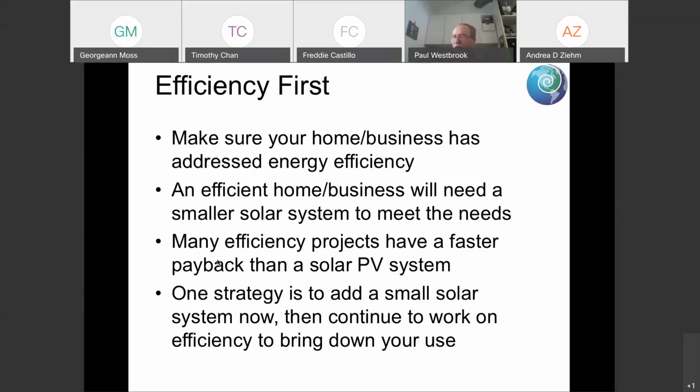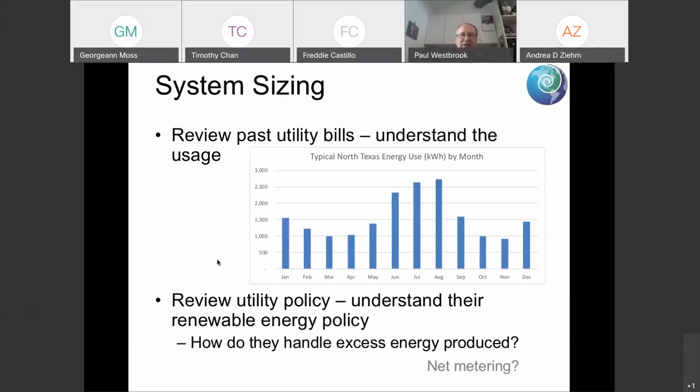One strategy is to go ahead and add a small solar system and continue to work on efficiency so that initially maybe your solar system is covering 30% of your needs. So it's still reducing your bill, but as you continue to improve efficiency, that climbs to 40% or 50% or 60%. So that's an alternate way to approach it, in parallel.